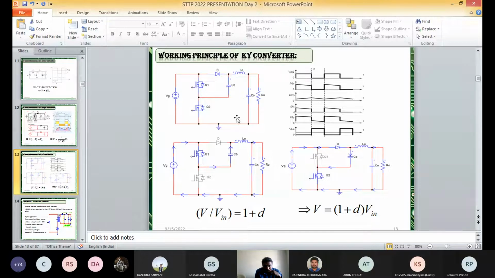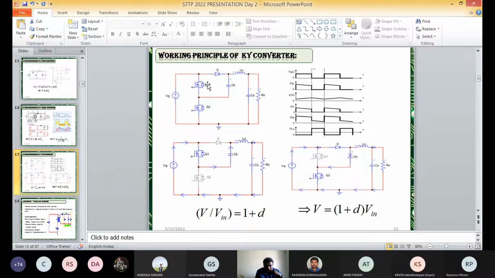This is the basic circuit of the KY converter, and there are different configurations of it. In this presentation we are taking only one configuration. Here they are using two switches, Q1 and Q2, and they assume that if Q1 is turned on, Q2 must be turned off, and if Q1 is turned off, Q2 must be turned on. Like that, they are considering two different cases.